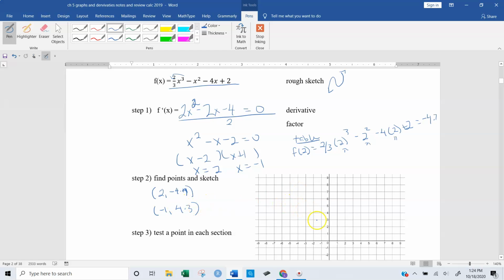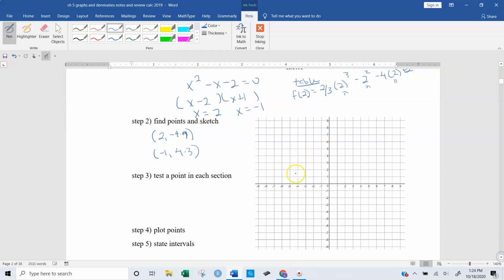All right, I'm going to plug these on the graph. I'm going to go to 2, -4.7. So let's graph these things right here. And we're going to go to -1, 4.3. Maybe if I put an X at the graph, 4.3. So we got our 2 critical points graphed. Those are going to be our turning points.